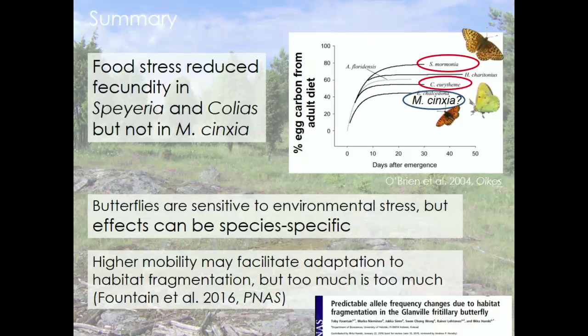So overall, butterflies are very sensitive to environmental changes, but these effects are often species-specific. And it's also interesting to note that flight perhaps isn't that bad for butterflies after all. But we know that, for example, increasing habitat fragmentation that requires more and more flight at some stage will drive populations extinct. So too much is too much when it comes to fragmentation.